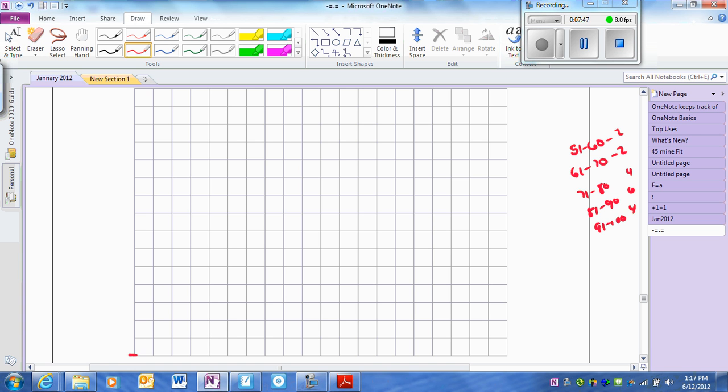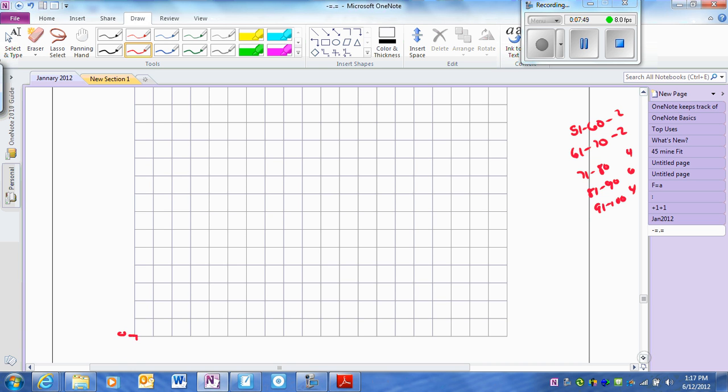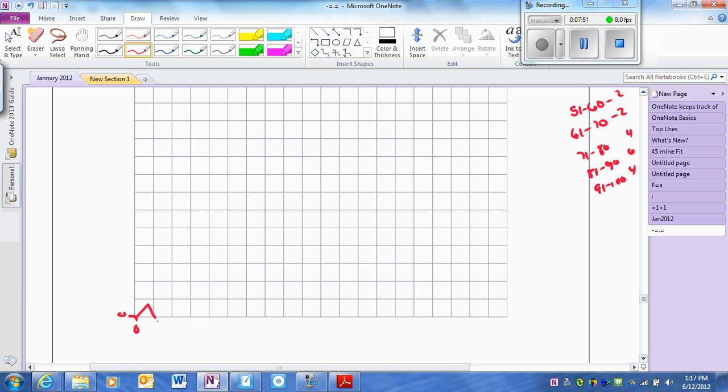Alright, so since my first interval does not start at 0, of course I'm going to put this break in. And I gotta get up to 6. 6, 5, 4, 3, 2, 1.